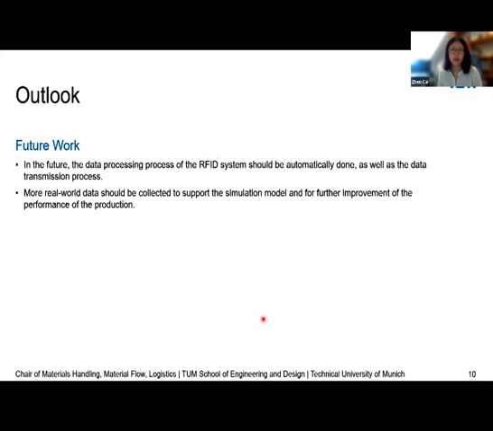In the future, the data processing of the RFID system should be done automatically, as well as the data transmission process. We would also like to gather more real-world data to support this simulation model and for further improvement of the performance of the production.